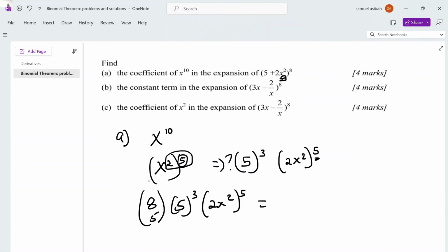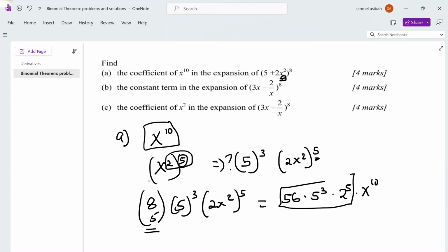If you get 8C5 from your calculator or from the expansion that I've shown you above, you'll get 56, and then we get 5 raised to 3. Then, remember, we have 2 raised to 5, and then x raised to 10. You see, we have now managed to get that. So this is the coefficient of the expansion where x is raised to 10.